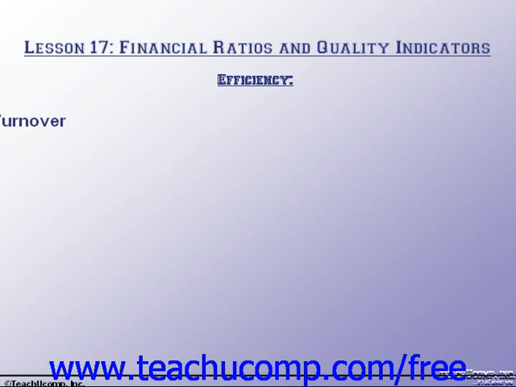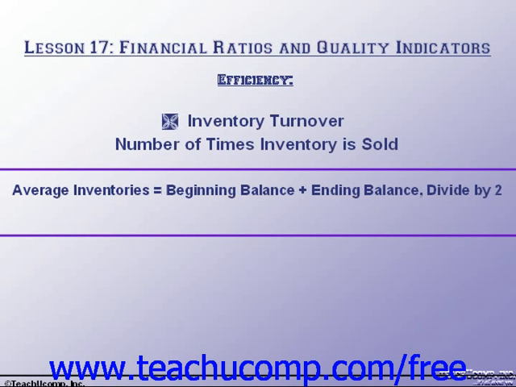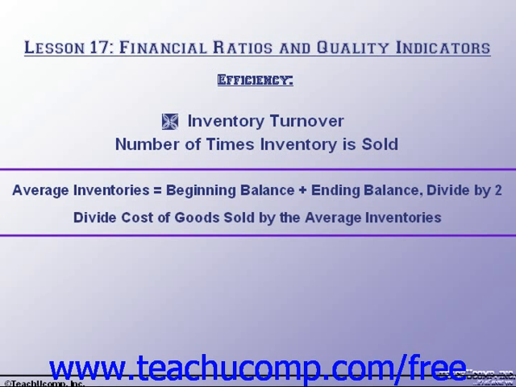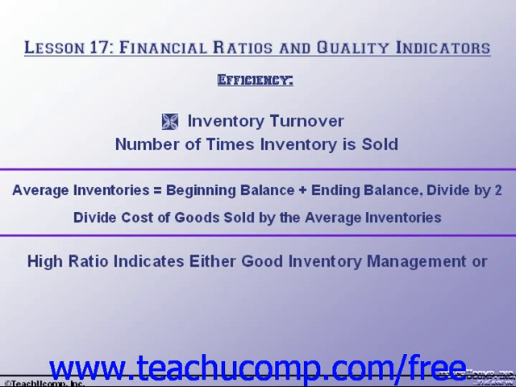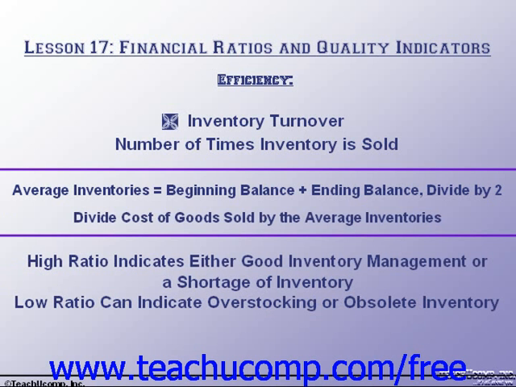The inventory turnover ratio shows the number of times that you sell through your inventory during a year. Like the accounts receivable turnover ratio, this ratio is derived from a two-step process. First, you will need to find the average inventories. To find the average inventories, add the beginning inventory balance to the ending inventory balance for the year, and then divide the result by 2. You can then find the inventory turnover ratio by dividing the cost of goods sold by the average inventories. A high inventory turnover ratio indicates either good inventory management or a shortage of inventory. A low inventory turnover ratio may indicate either overstocking or poor sales.